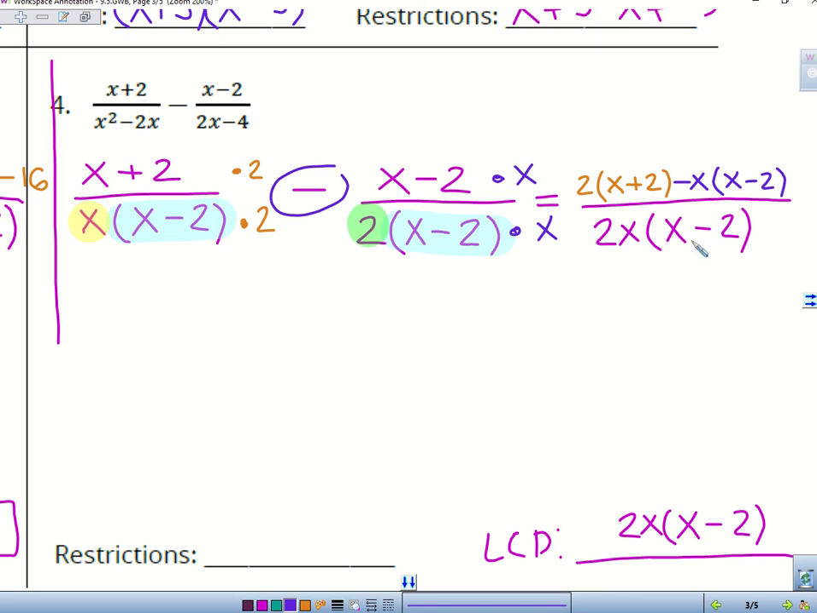Now you can't cancel these things out because it's not multiplication. You see that subtraction sign, or if there were an addition sign. So what we'd have to do to try to simplify this is multiply it all back out. And this would simplify to give me this.